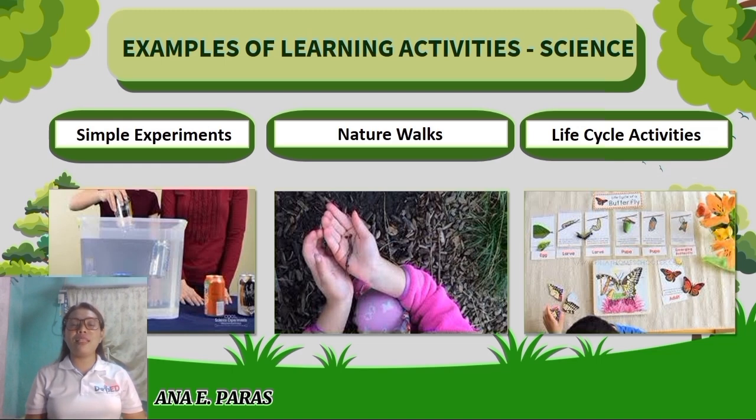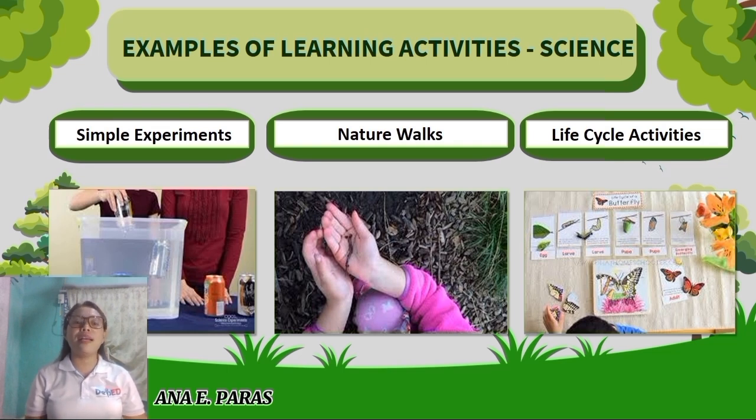Examples of learning activities in science are simple experiments with floating cans that involve placing cans in water to observe whether they float or sink based on their content or weight. So these activities teach children about buoyancy and the concept of density in a hands-on way. The second one is nature walks that allow children to explore the outdoors while observing plants, animals, and natural changes around them. This activity encourages curiosity, enhances sensory experiences, and helps develop an appreciation of the environment.